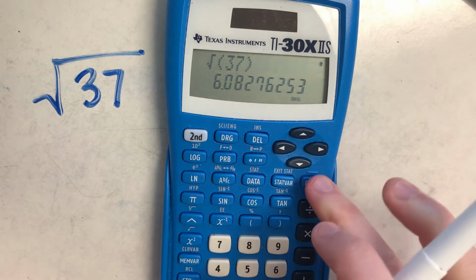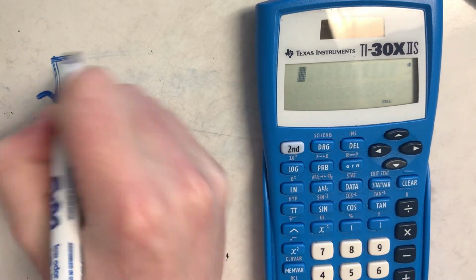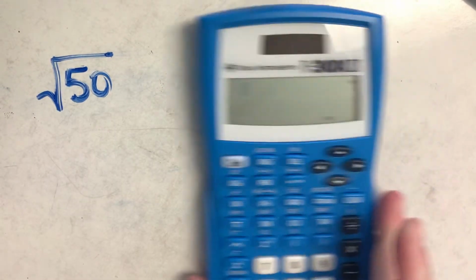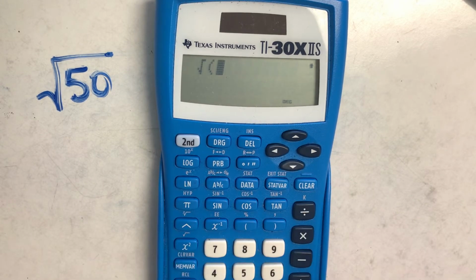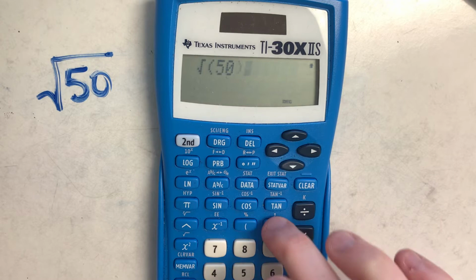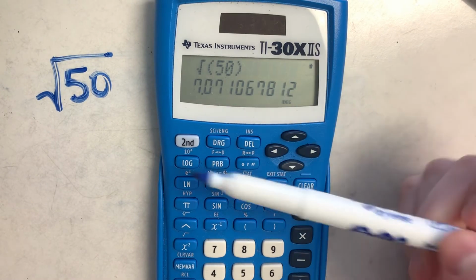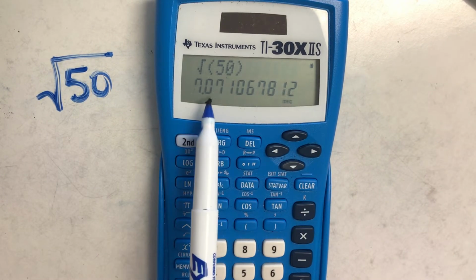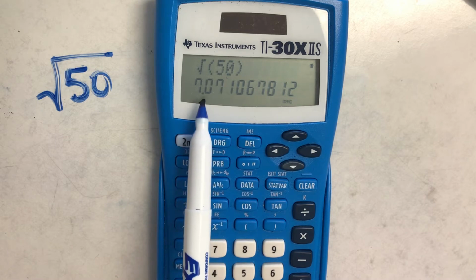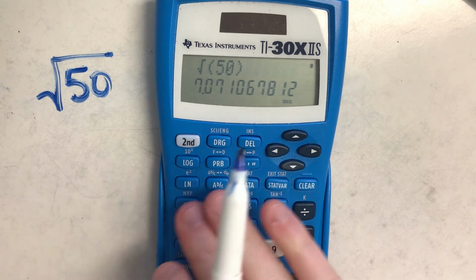Okay, and I'll show you one more time. If I have maybe the square root of 50, once again, all I'm going to do is type second, x squared, 50, parenthesis, enter. And there you go. So if I ask you to put the square root of 50 on a number line, if you type it in your calculator, you can tell that this number is in between 7 and 8. It's a little bit bigger than 7. Okay, so that's square roots.